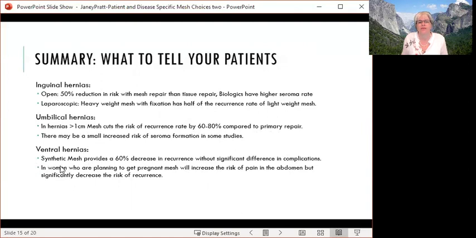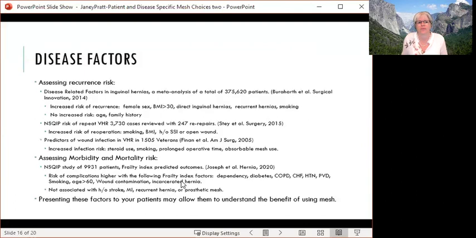Ventral hernias, synthetic mesh provides a 60% decrease in recurrence rate without significant difference in complications. In women who are planning to get pregnant, mesh will increase the risk of pain in the abdomen, but significantly decrease the risk of recurrence.